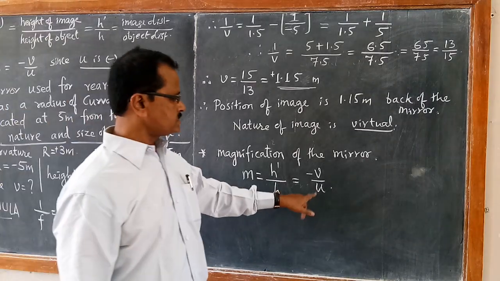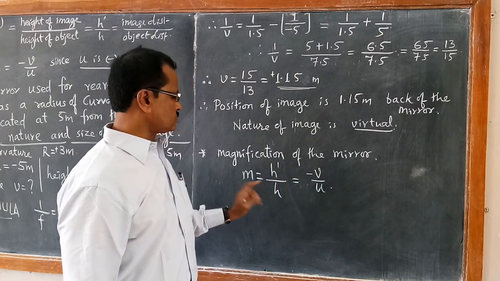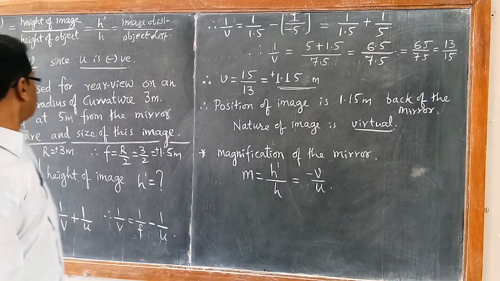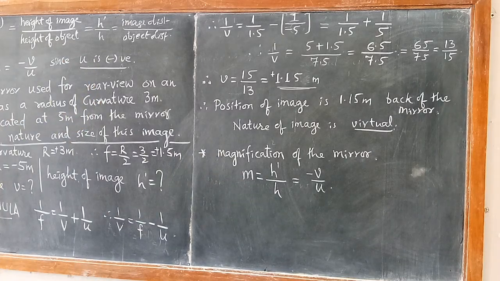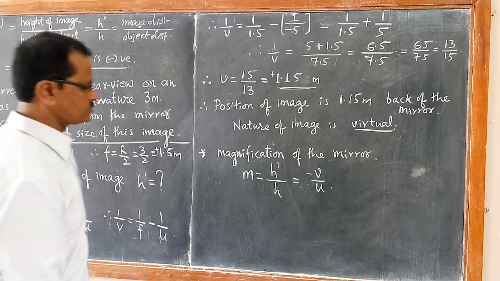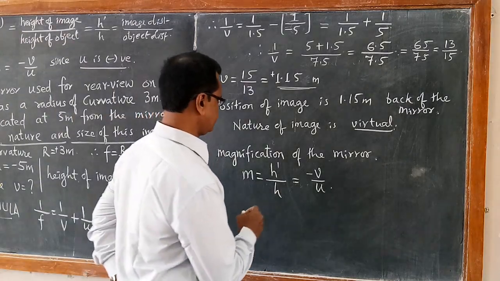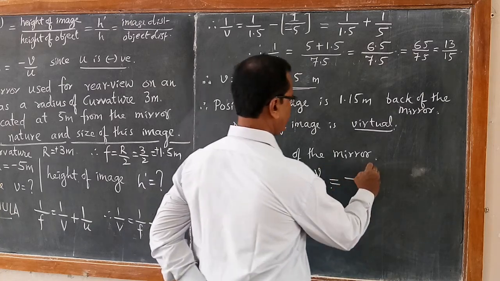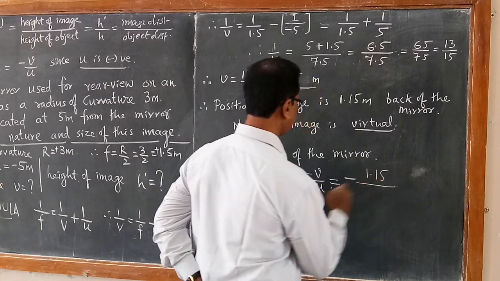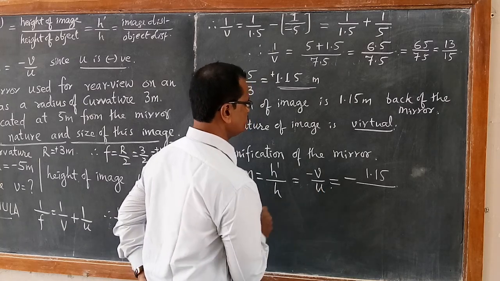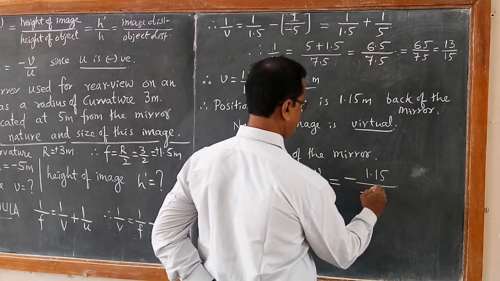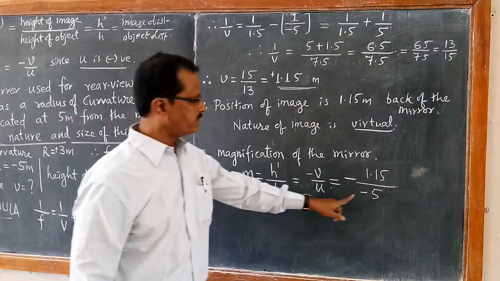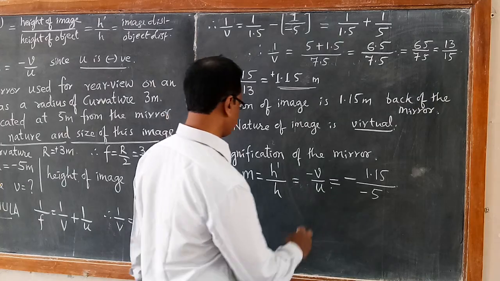We know object distance, we know image distance. So we can calculate h dash using the height h. What is the height of the object? Height of the object is not given. So we can calculate m first. M is minus v by u, which is 1.15 divided by, what is u? U is minus 5. 1.15 meter divided by 5. So this becomes magnification.